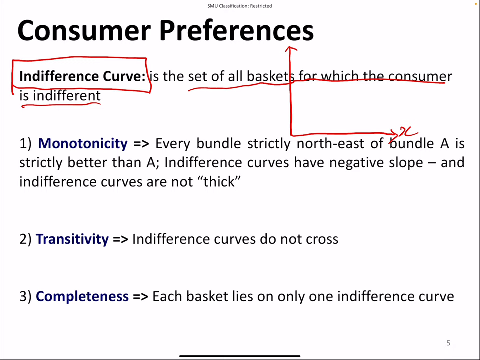Good X and good Y. Let's say this is your indifference curve. You see all the consumption baskets lying on this indifference curve. It means that all these consumption baskets on this curve give you the same utility level. You can always draw a curve that gives you the same happiness level. That's called an indifference curve. Super important concept.